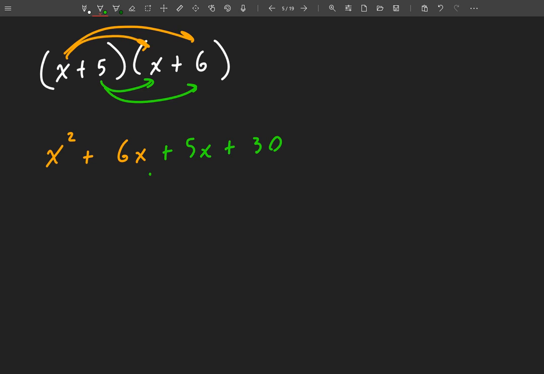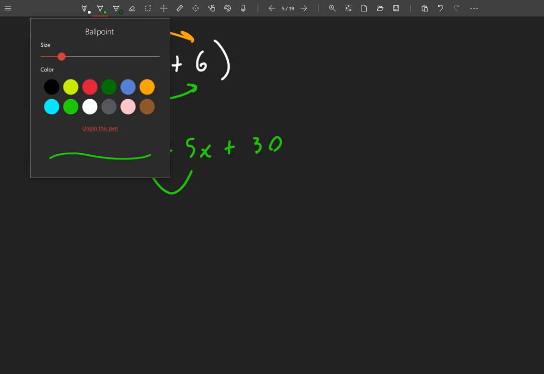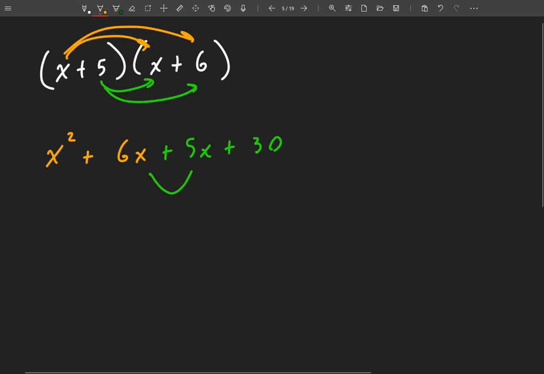And now I'm going to notice that I can combine these two pieces together. And that's going to give me, oh, different color. X squared is still there. 6x plus 5x is 11x. And then plus 30 still.